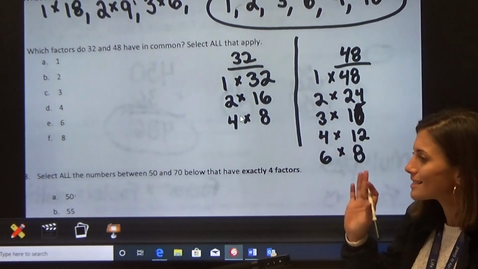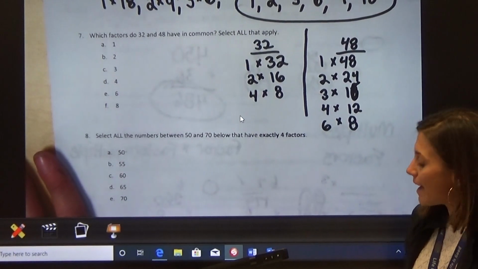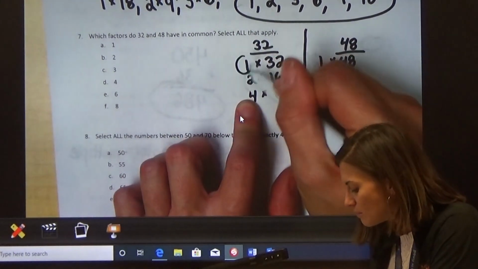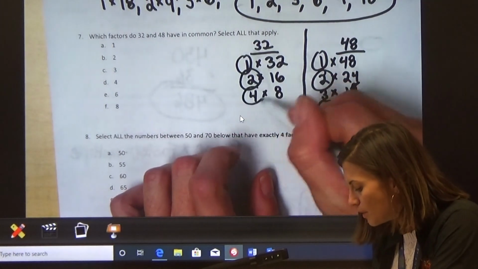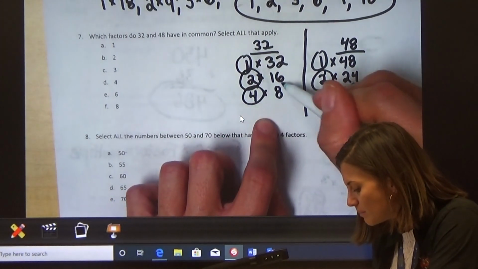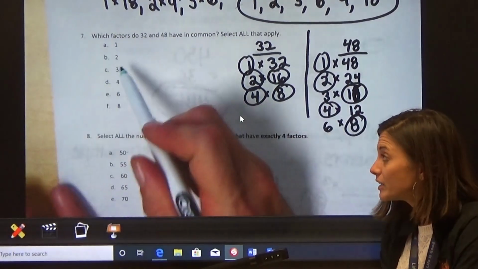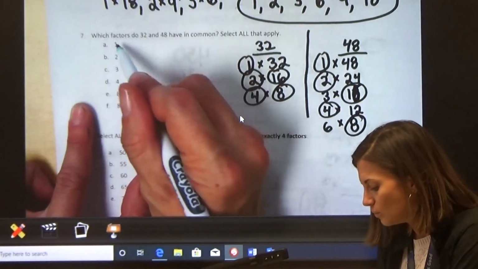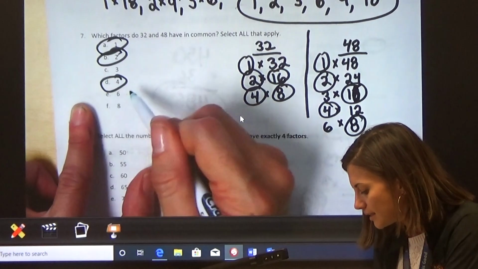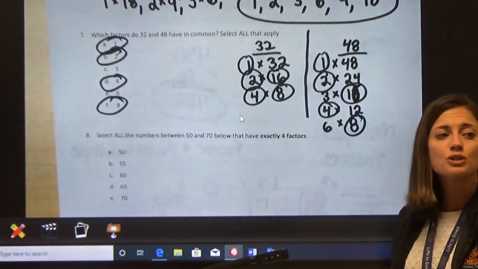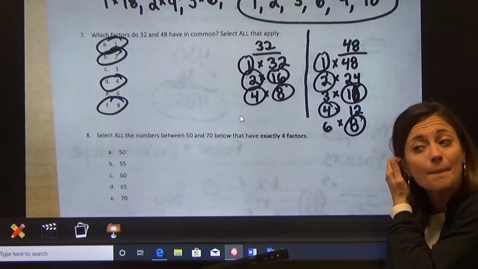So now I'm going to stop, and I am going to compare my answer choices. So we have 1 is on both lists, 2 is on both lists, 4 is on both, 8 is on both, 16, and that is it. So I'm going to look at my list, and I'm going to circle 1, 2, 4, 8. And those are my answers for the factors of 32 and 48 that are in common.